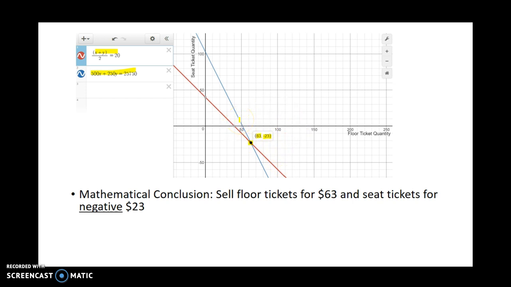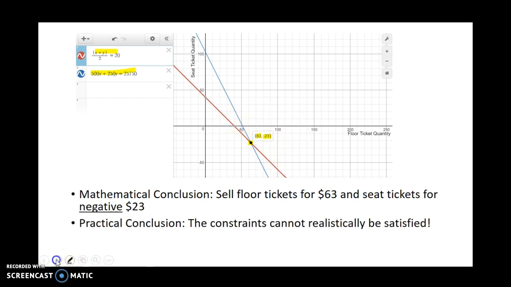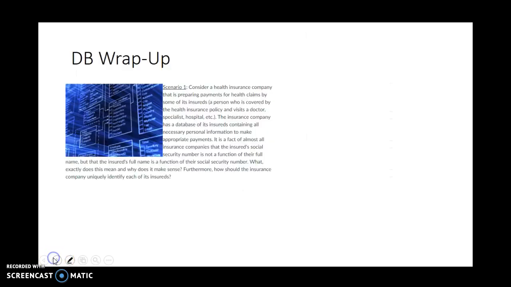Well, clearly that doesn't make sense. Mathematically, that's an okay solution, but not practically speaking. So the practical conclusion is that the constraints cannot realistically be satisfied. They can mathematically be satisfied, but we need to make some modifications to these constraints. Well, that's our task for next week in the discussion board. You'll get to actually do this in a number of different ways and use sliders in the process.